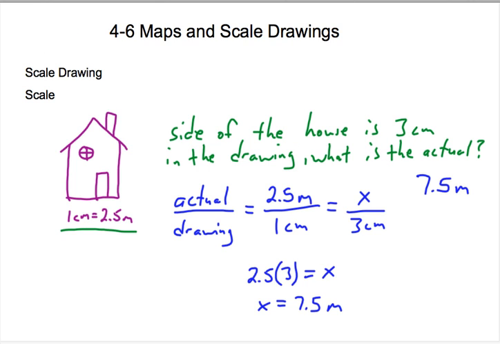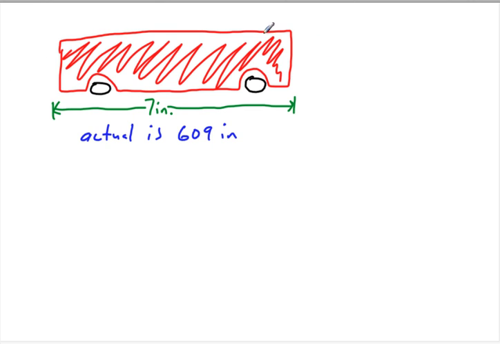Let's try another one. Let's say there's this train car here, and you have a model, a little toy train car, and it's 7 inches long. And you know that the actual train car would be 609 inches long. You can use both of these pieces of information to figure out what the scale of the train is. So you can make up actual over model, excuse me, or model over actual.